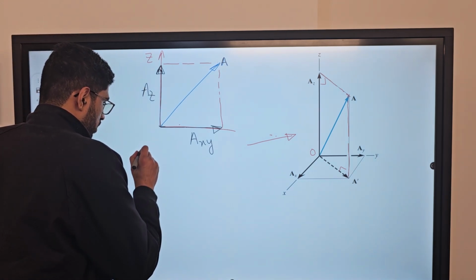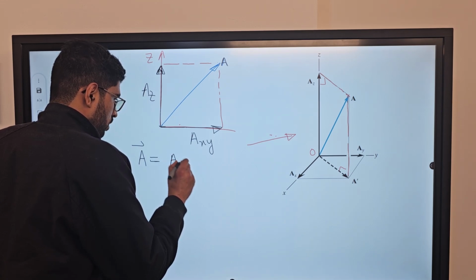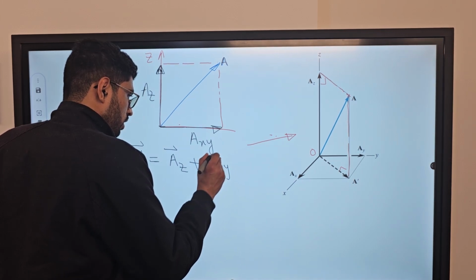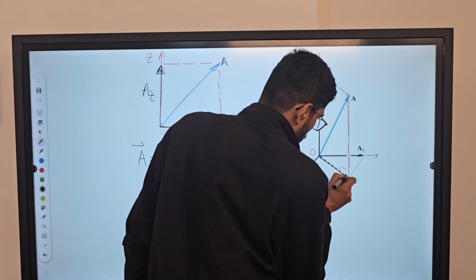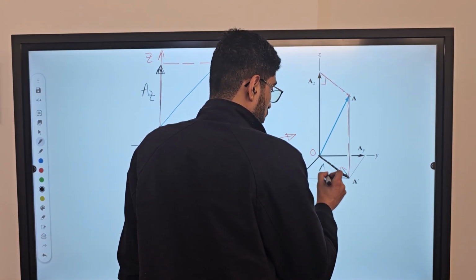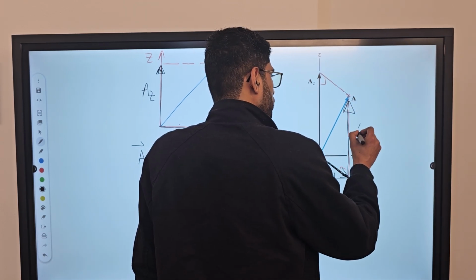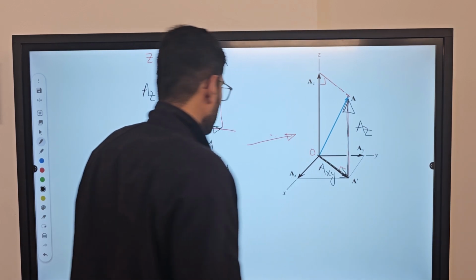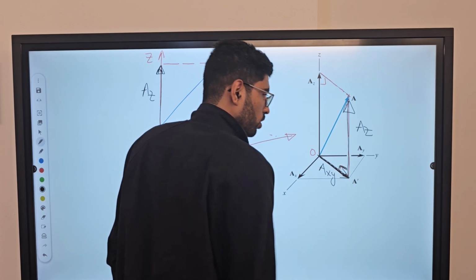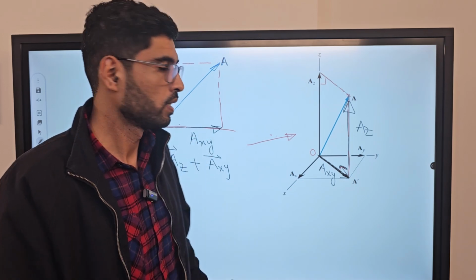So we can say that this a vector will be equal to az plus axy. If we add az and axy by the head to tail rule, they will give us this a vector, since both of these components are perpendicular to each other. So these az and axy are the rectangular components of this a vector.